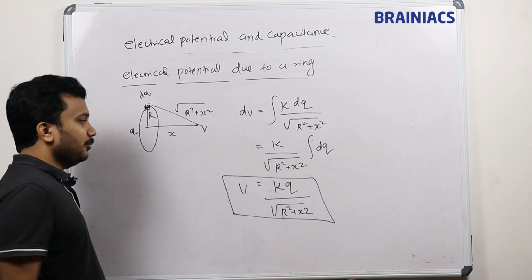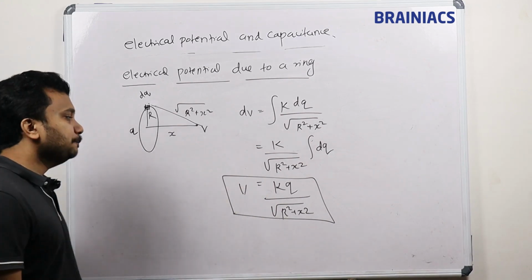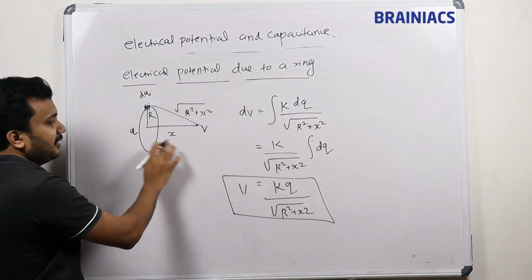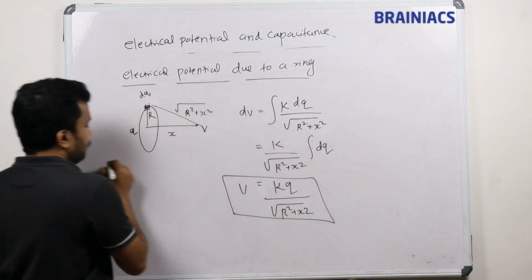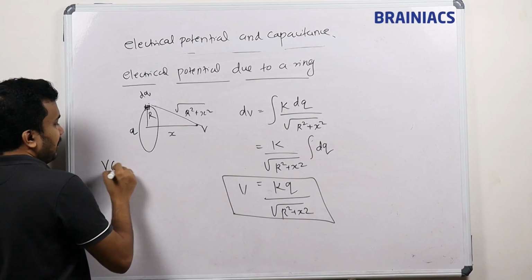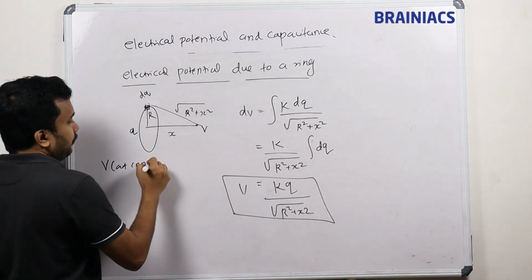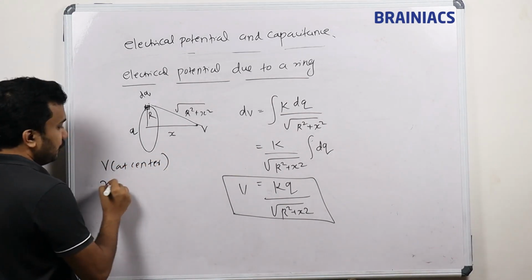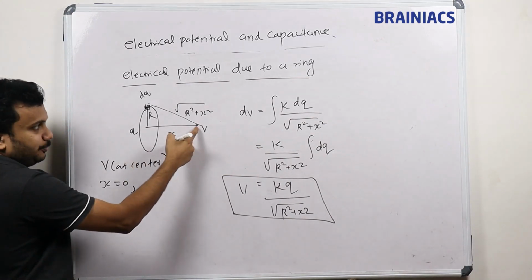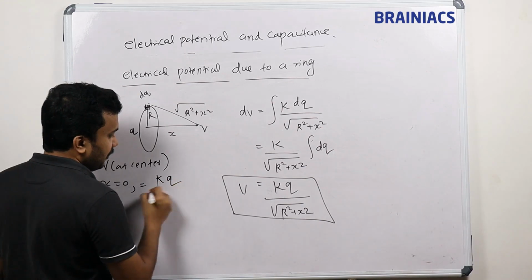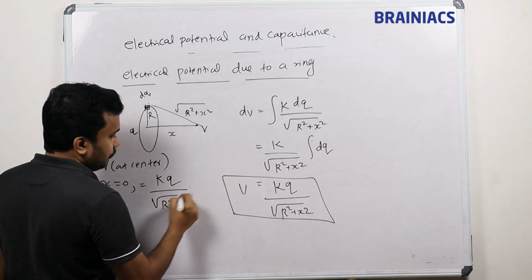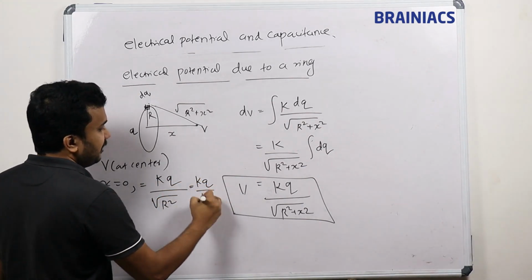We don't want to bother about the direction. This is the electric potential due to a ring at a distance of x meter away. Now here I am asking you one question. What is the potential at the center? Potential at the center means what? X will be equal to 0, right? This point is at the center. So what value will we get? Kq divided by root of r square, which means kq divided by r.